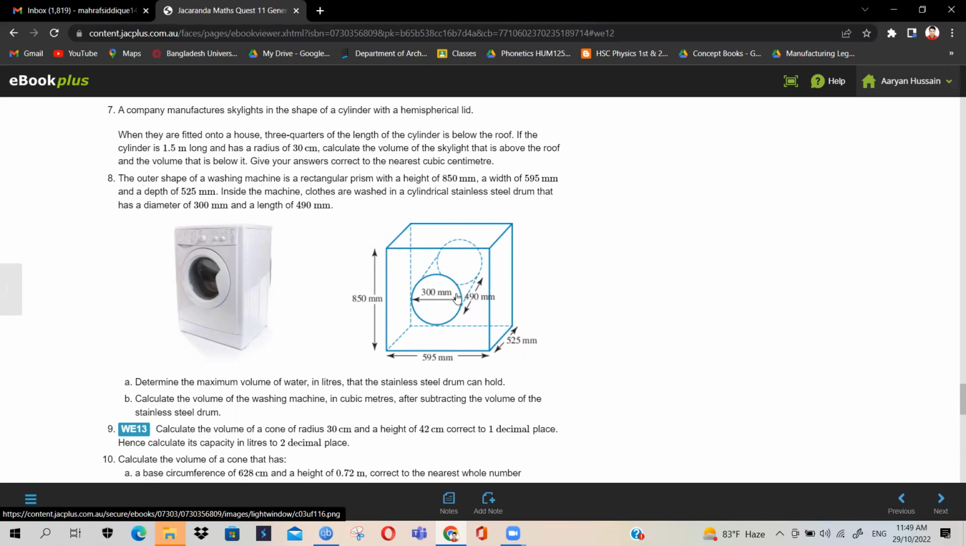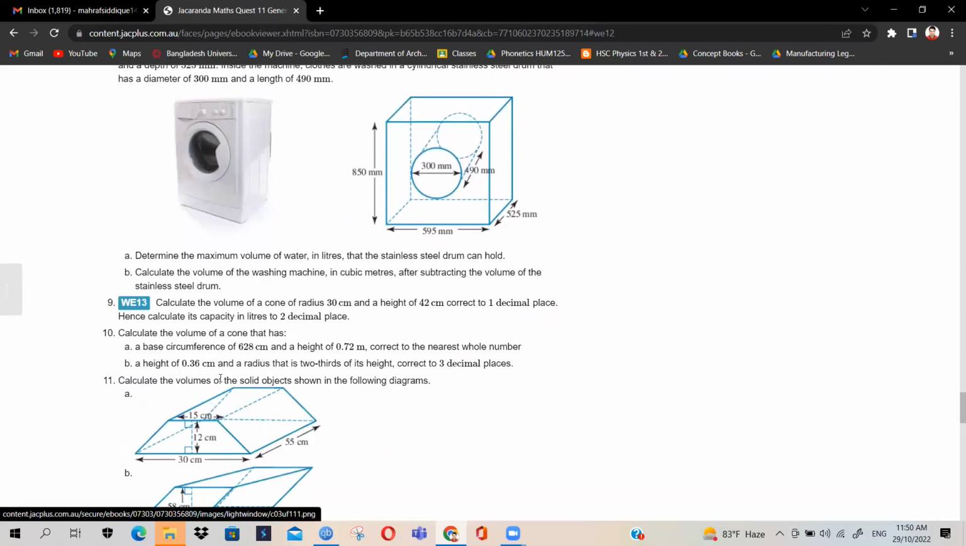No. How can you convert? Divided by 10. No, wait. Divided by 10 cubed, because the dimensions are in millimeters three times. That's true. So 10 times 10 times 10. That is how you will divide. Next: calculate the volume of the washing machine in cubic meters after subtracting the volume of the stainless steel drum. So very easy, nothing difficult.